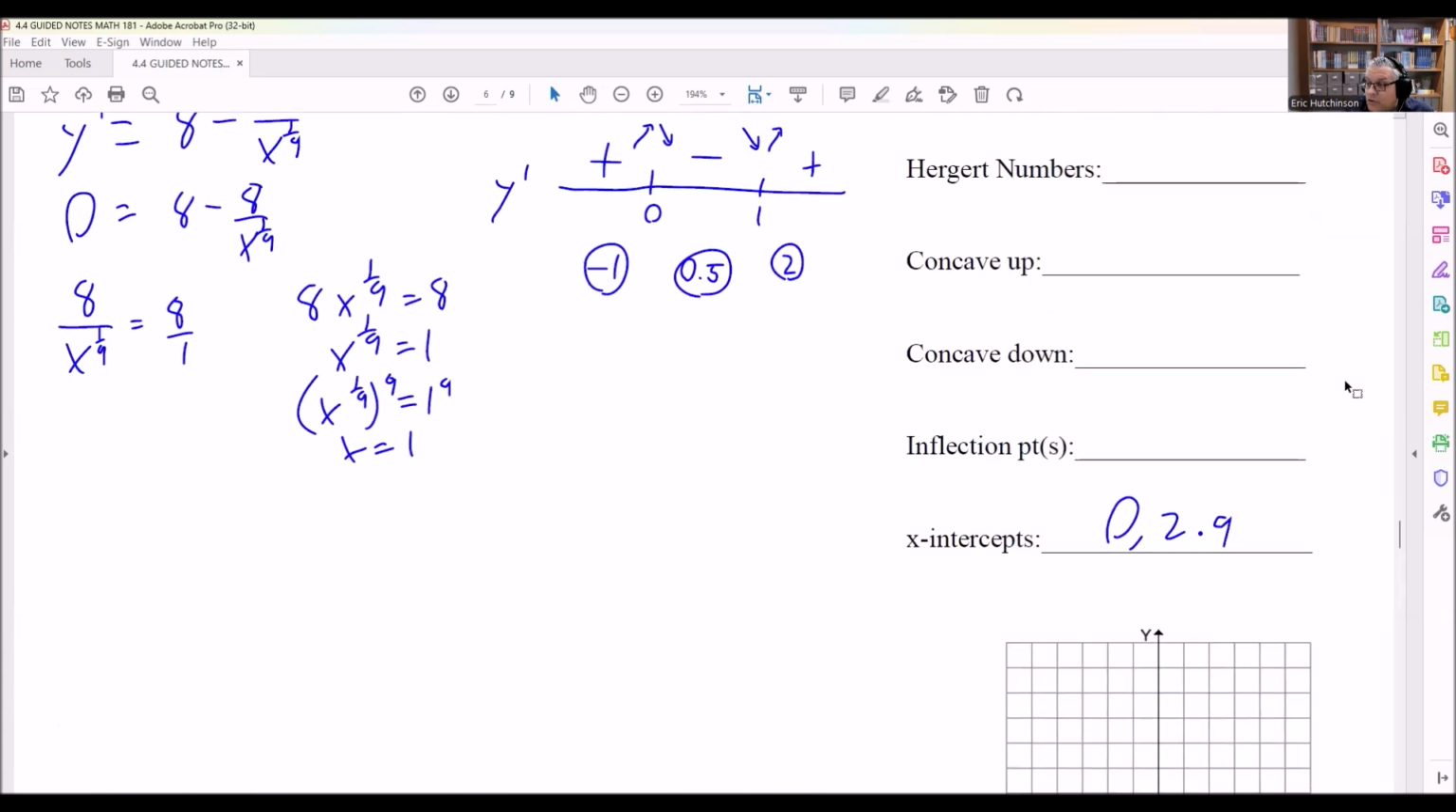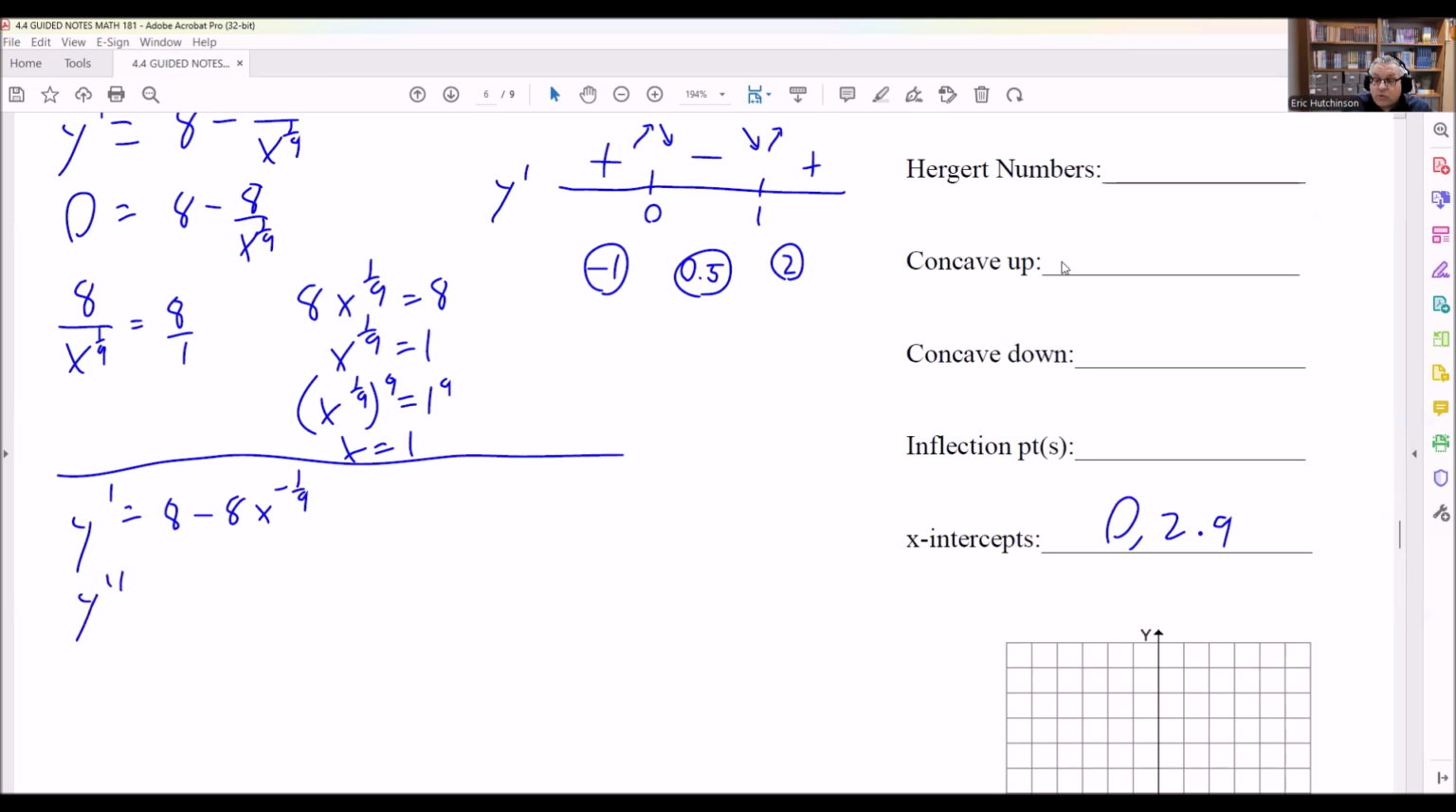Now, the next thing is we want to find the inflection numbers and concavity. We need to use the second derivative. So our first derivative was 8 minus 8x to the -1/3. That was our first derivative. Well, this is not 1/3. I meant to put here 1/9.